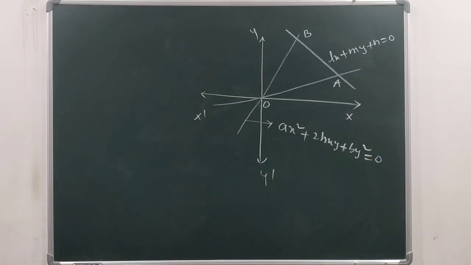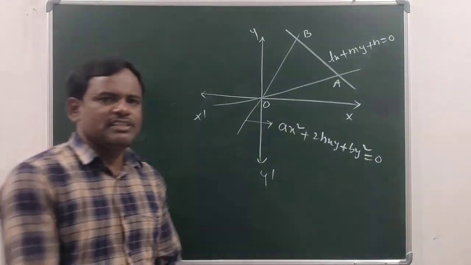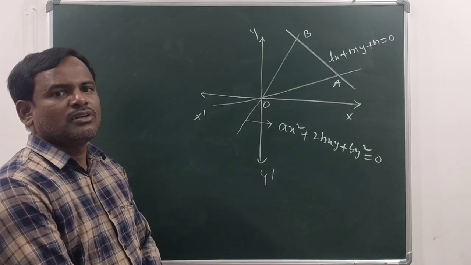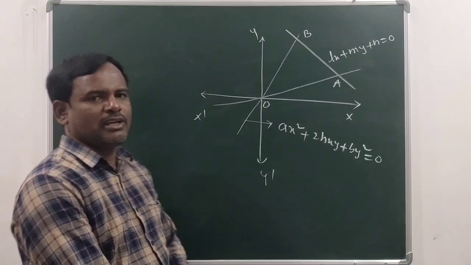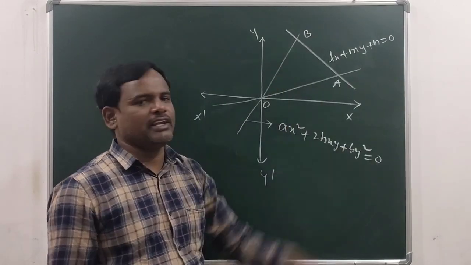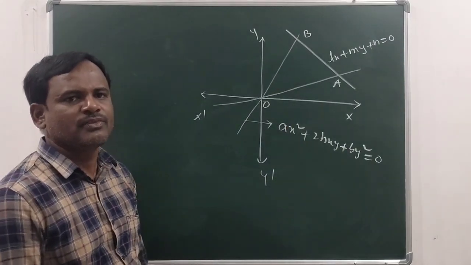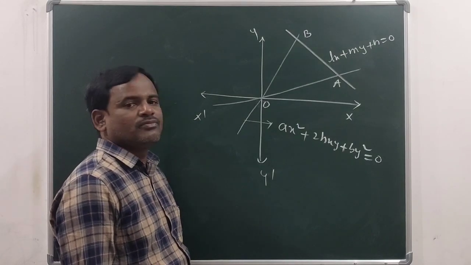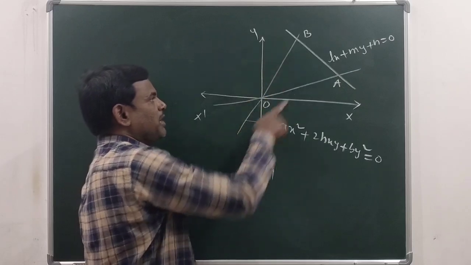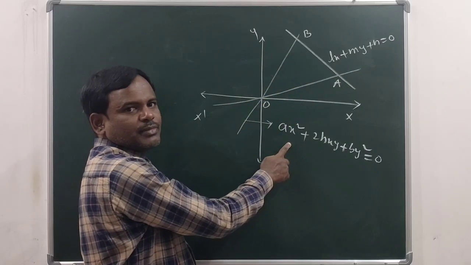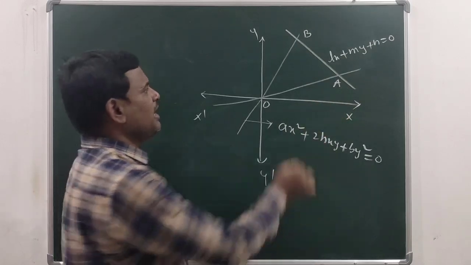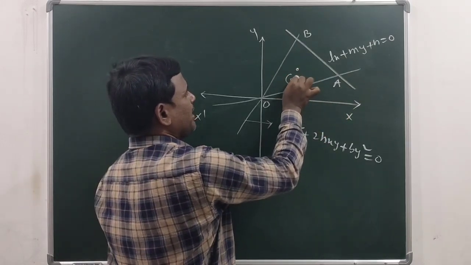Now, in this I am going to find the centroid of the triangle formed by this pair with this line. How do you find it? Tell me, students. See, I hope you have understood. This combined equation is given, a pair of straight lines passing through the origin. The line equation is given like this, and they are asking us to find the centroid.